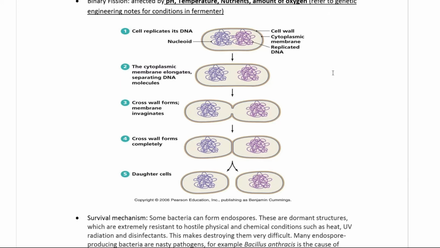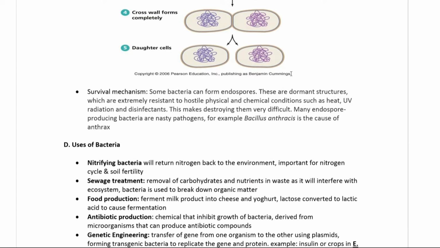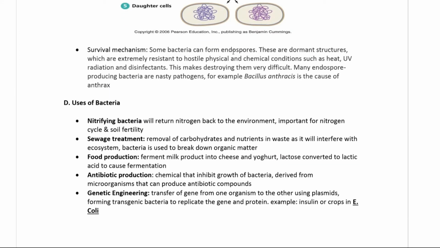It is 100% identical. Okay, now some bacteria, they are very hard to kill because they form these things called endospores. So endospores, they are dormant, meaning to say that they can just lie inert, having no reaction to anything in the environment. So these are extremely hard to kill because you don't get destroyed by things like heat, UV, radiation, and disinfectants. So one example of this is Bacillus anthracis. Okay, this is the one that causes anthrax, which causes a lot of respiratory issues, etc.